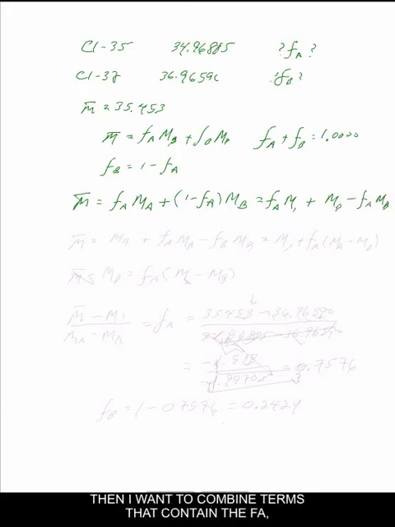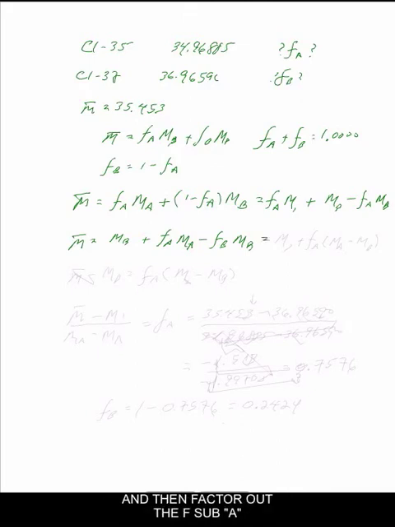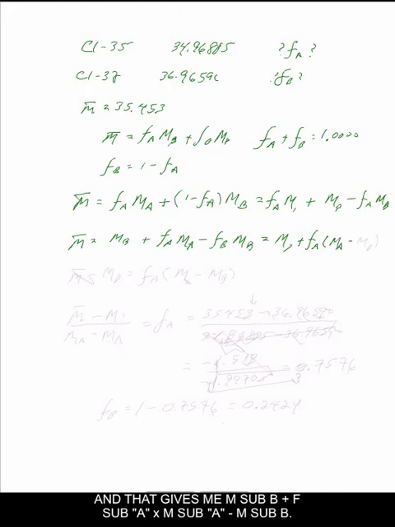Then I want to combine terms that contain the FA, so I can say the average mass would be MB. I'm going to rearrange slightly here, and then plus F sub A, M sub A minus F sub A, M sub B, and then factor out the F sub A, and that gives me M sub B plus F sub A times M sub A minus M sub B.